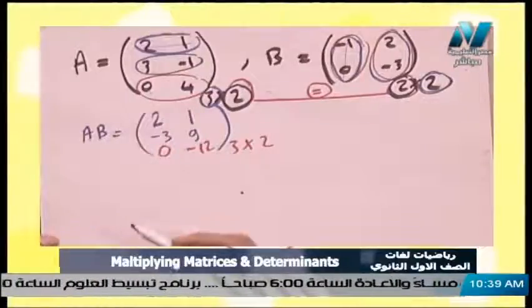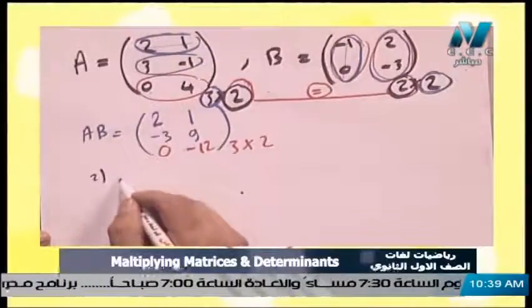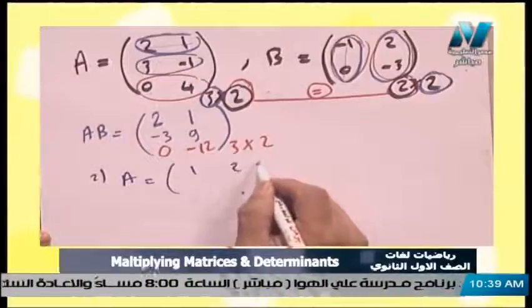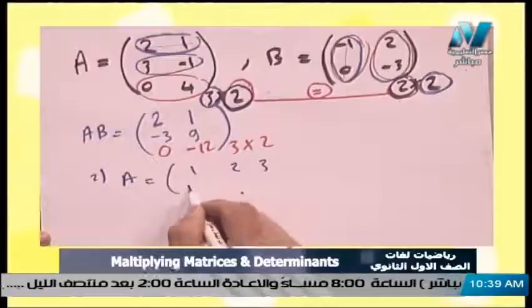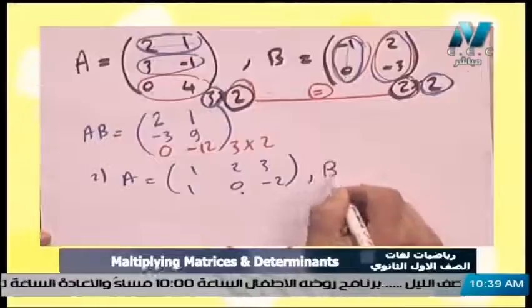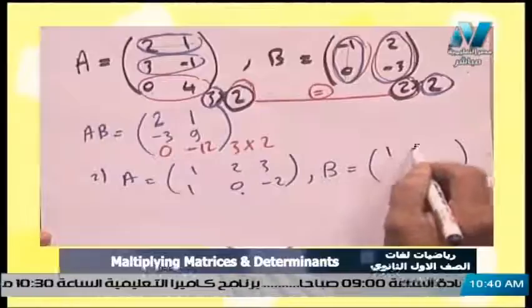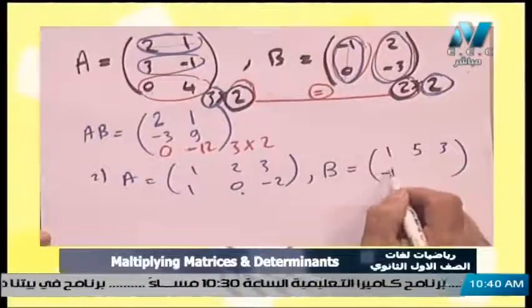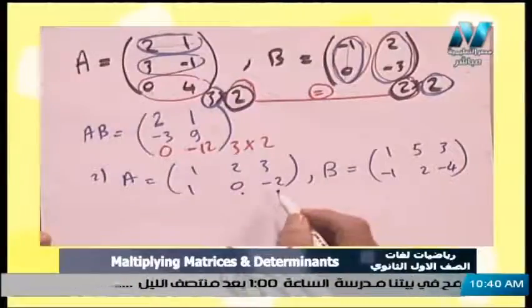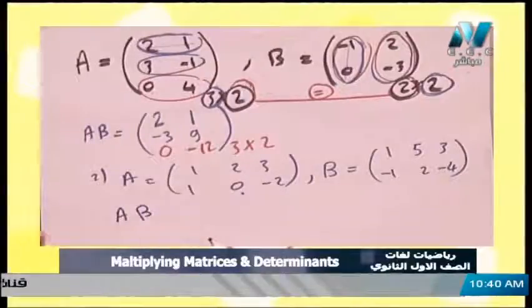If we have AB now, number 2, if A equals 1, 2, 3, 1, 0, negative 2, and the matrix B will be 1, 5, 3, negative 1, 2, and negative 4. Is it possible to multiply A by B?